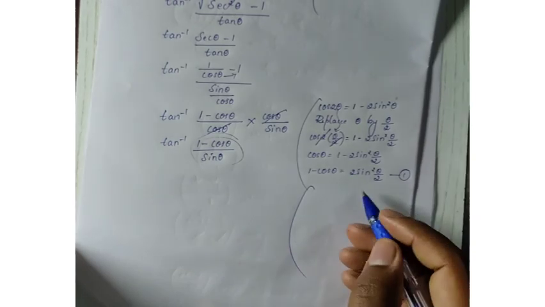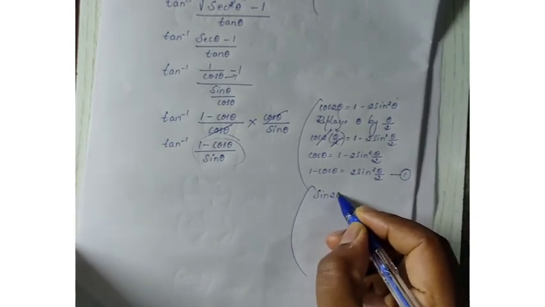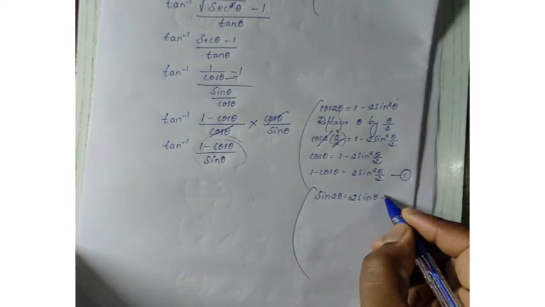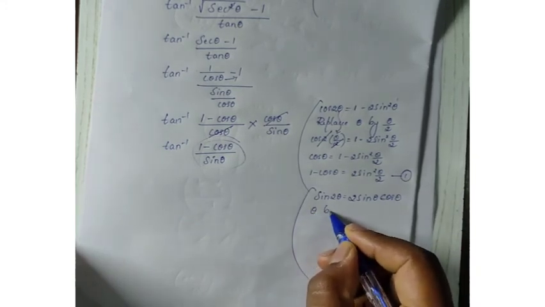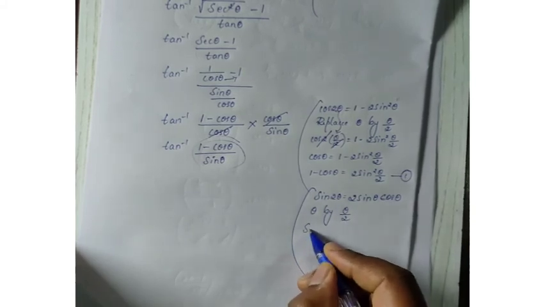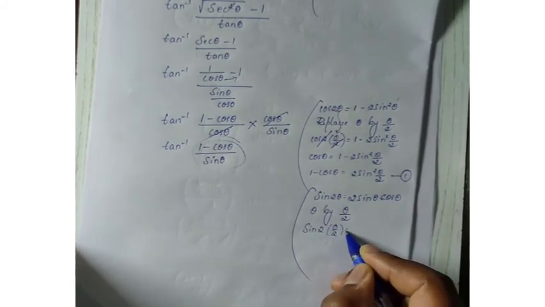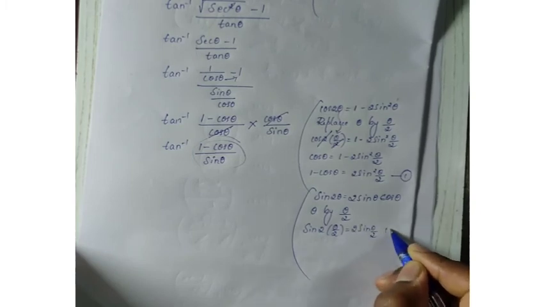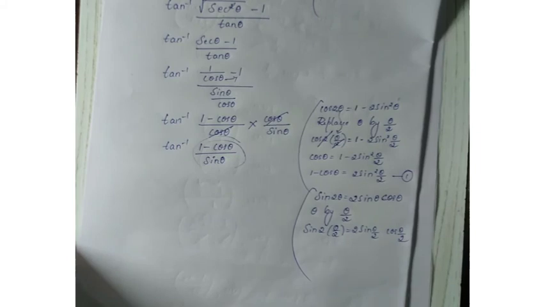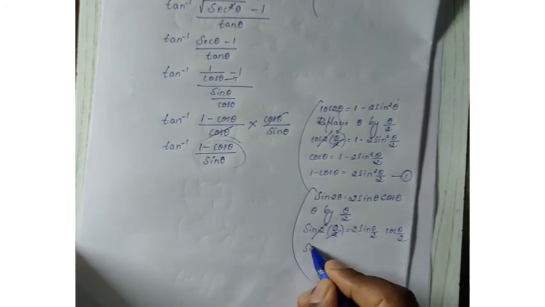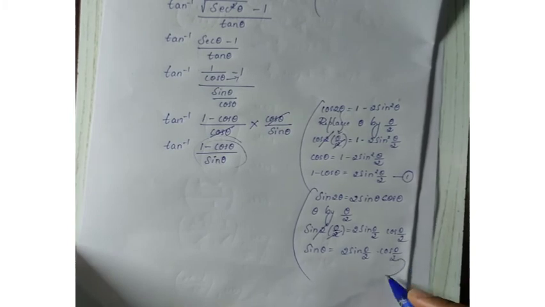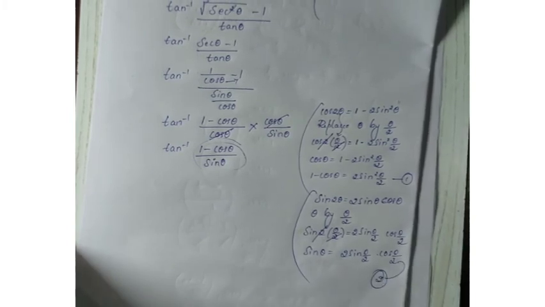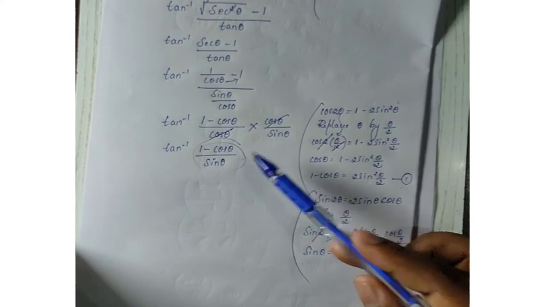Now, what is sine 2 theta? This is the easiest formula to remember. That is 2 sine theta into cos theta. So here also I'll replace theta by theta by 2. Therefore you will get sine 2 theta by 2 is equal to 2 sine theta by 2 into cos theta by 2. Now this 2 and 2 get cancelled. Therefore sine theta is equal to 2 sine theta by 2 into cos theta by 2. Consider it as equation number 2. So now, using equation number 1 and 2, we can solve this.